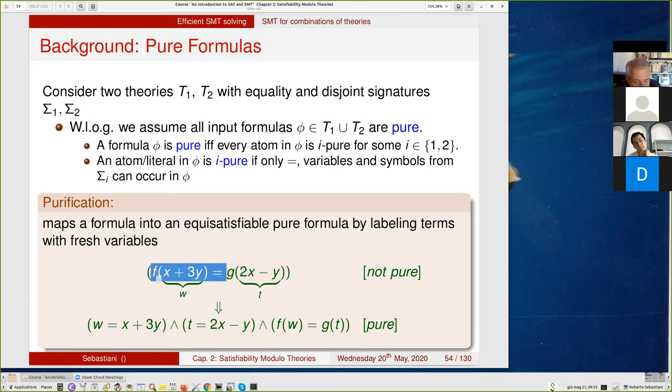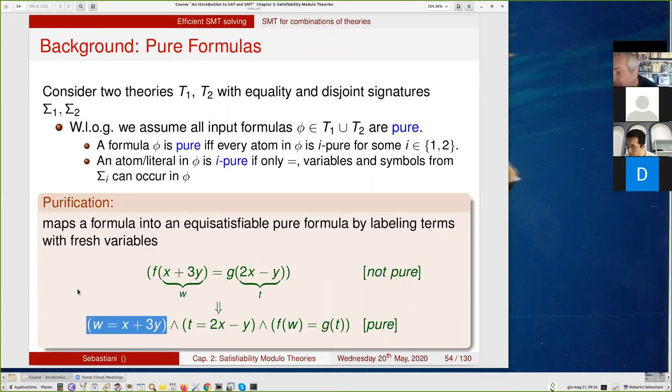Notice that here we have uninterpreted function symbols, and here we have an arithmetical expression. So we introduce fresh variables labeling the arithmetical expressions, let's say W and T. And so we say W is X plus 3Y, and T is 2X minus Y. And now we substitute the expressions here, so this becomes F of W equals G of T. Notice that now this formula is pure: this is a pure UF atom, this is a pure arithmetical atom, and this is a pure arithmetical atom.